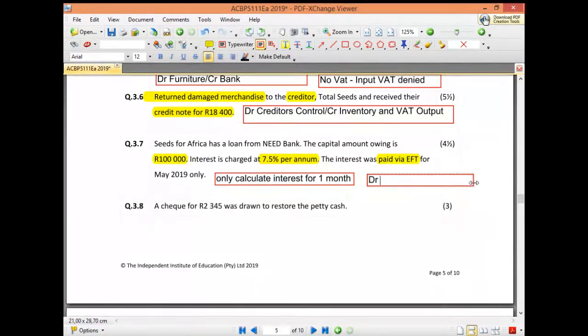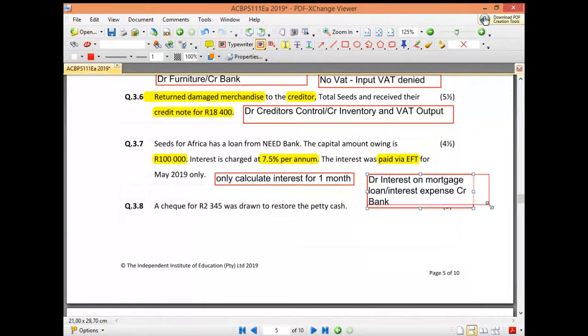Now because I am paying the interest, we would say interest expense, or it's actually interest on a mortgage loan. Or you can say interest expense. And you would credit the bank. And there would be no VAT on this transaction because interest is an exempt supply. Okay, so interest does not attract any VAT on it.